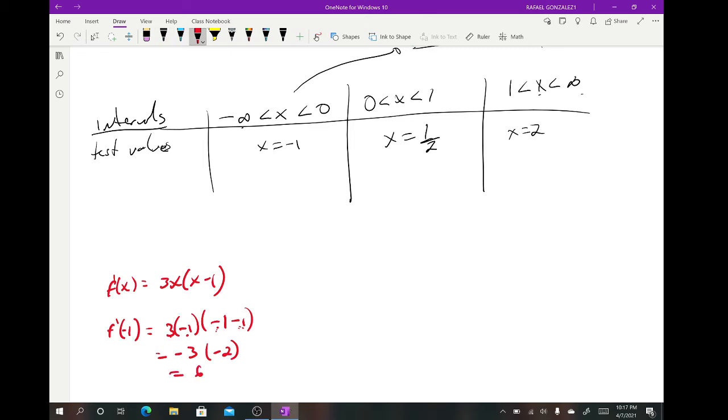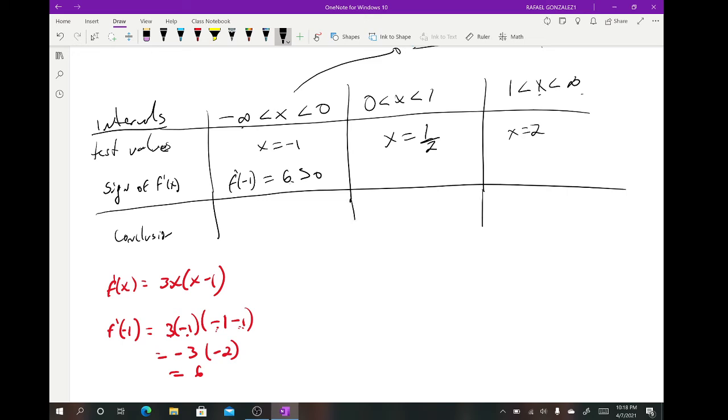So we have here that the sign of f prime of x, when we did f prime of negative 1, is equal to 6, and 6 is a positive number. So we know that this is increasing. In conclusion, and once you get better at this, you'll make this table much quicker than I'm doing it now, we could say that on the interval negative infinity to 0, the function is increasing. That means that it's going up from left to right. How about the second interval?